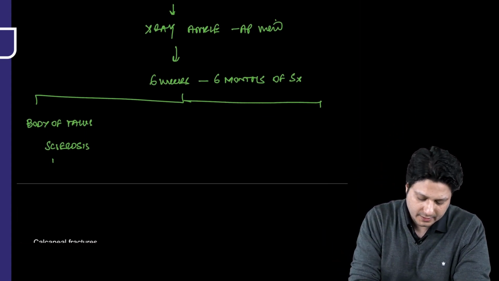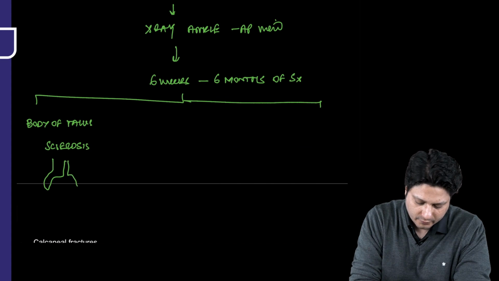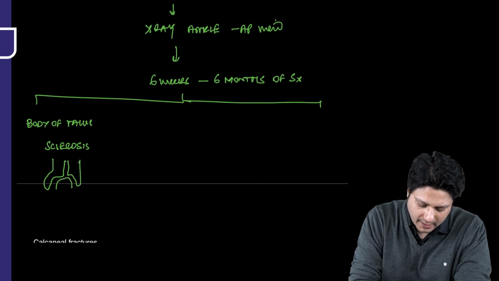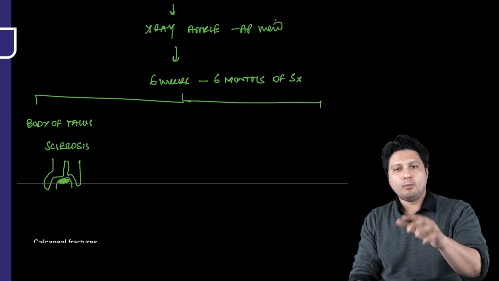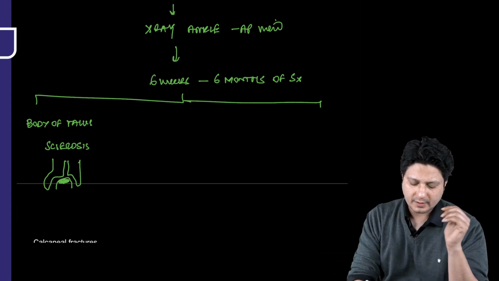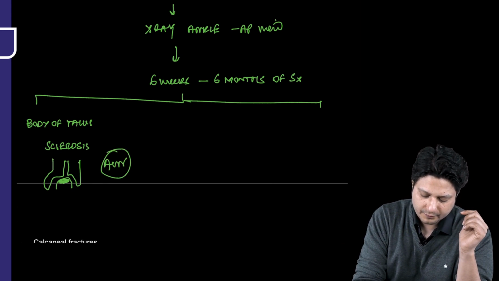If in the body of the talus there is a presence of sclerosis, how will the sclerosis look like? Imagine this is the distal end of the tibia, this is the distal end of the fibula, and this is the body of the talus. And in this dome, this zone is found to be more white, more dense in comparison to the normal. That means it has gone into AVN.